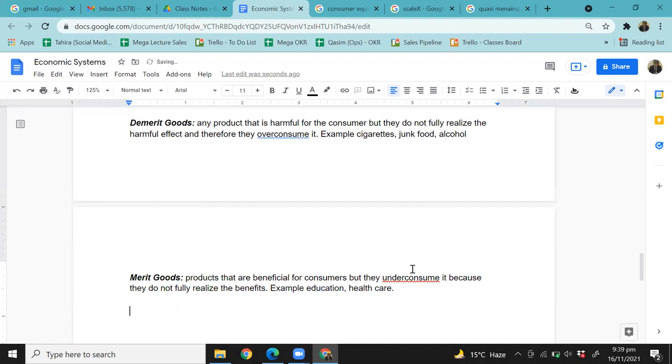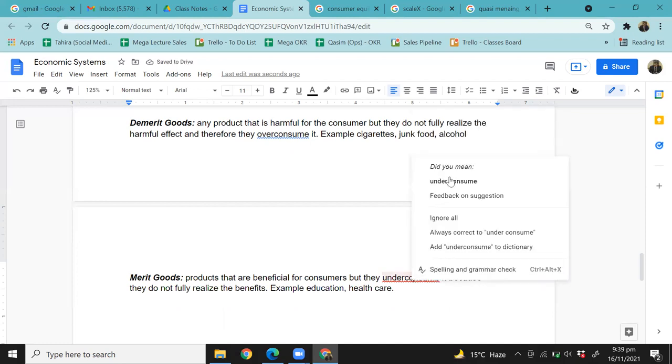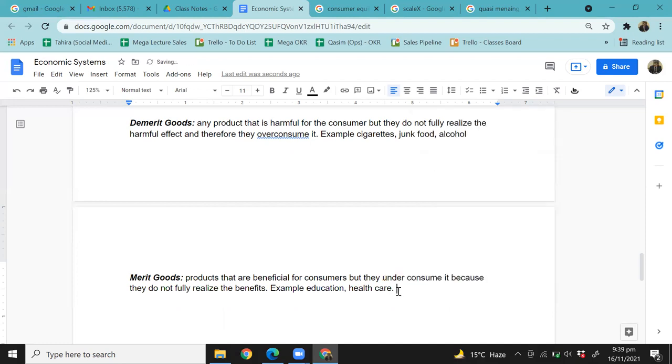Now, these are merit goods, even exercise, healthy eating, healthy food. Okay, good on this, students. Any confusion, anything that's not clear so far?